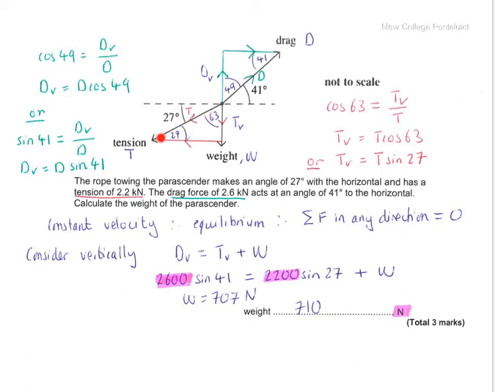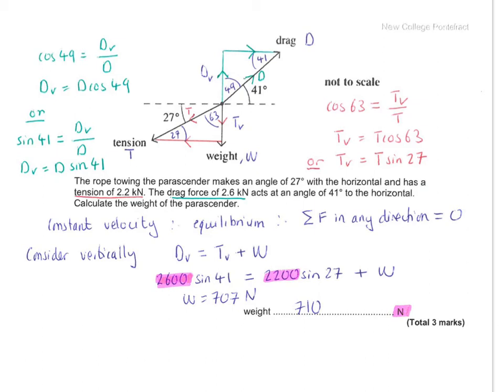Do the same thing with the triangle for tension. So cos of 63 is equal to the vertical component of the tension divided by the tension itself on the hypotenuse. This gives the vertical component of the tension as T cos 63, which is the same as T sine 27. You need to work out the technique that works best for you here, and practice is the key.